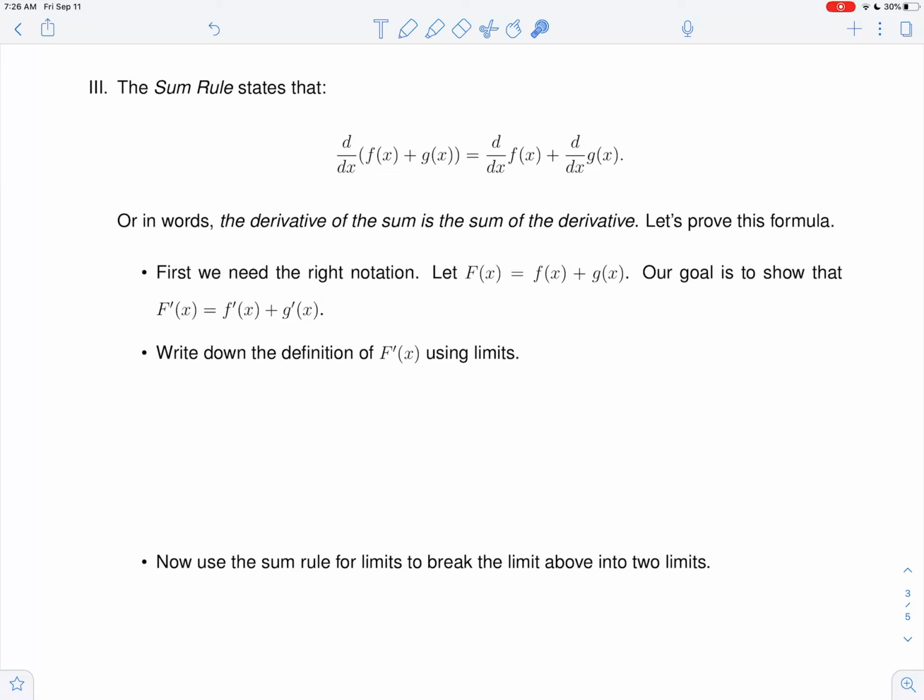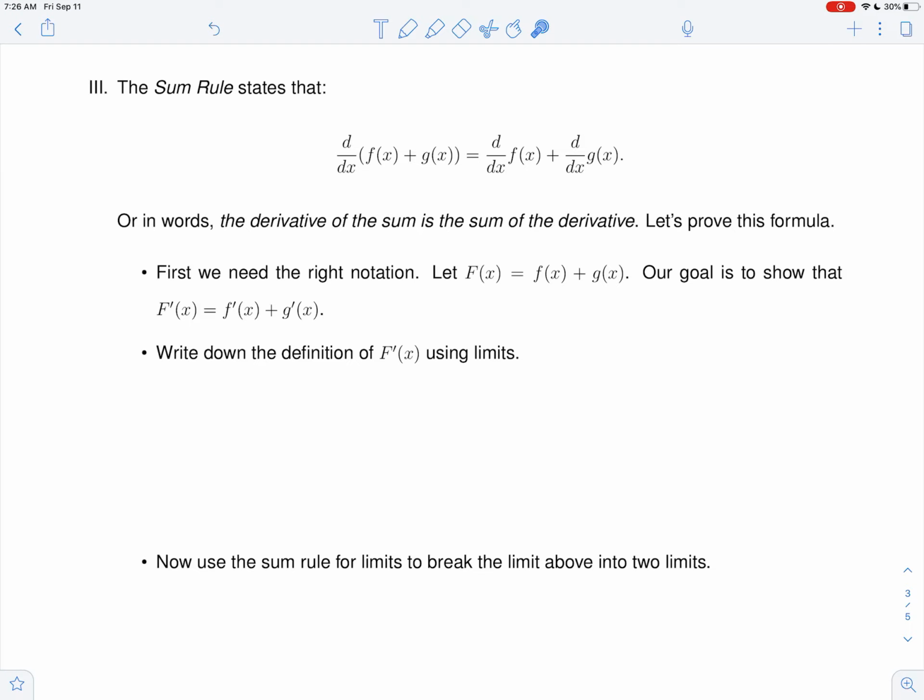So the sum rule for derivatives says that the derivative of a sum of functions is the sum of the derivatives of each of those functions. And I want to work that formula out with you. Now, somehow this should not surprise you when you realize that derivatives are given in terms of limits, and we know that limits have this property, but let's see if we can actually work it out.